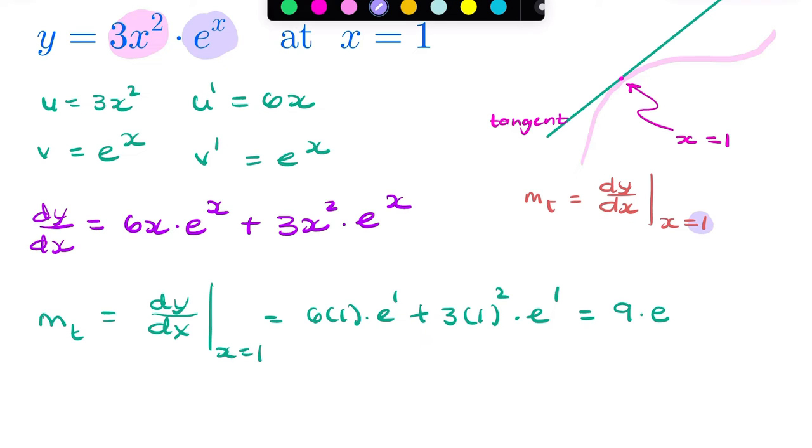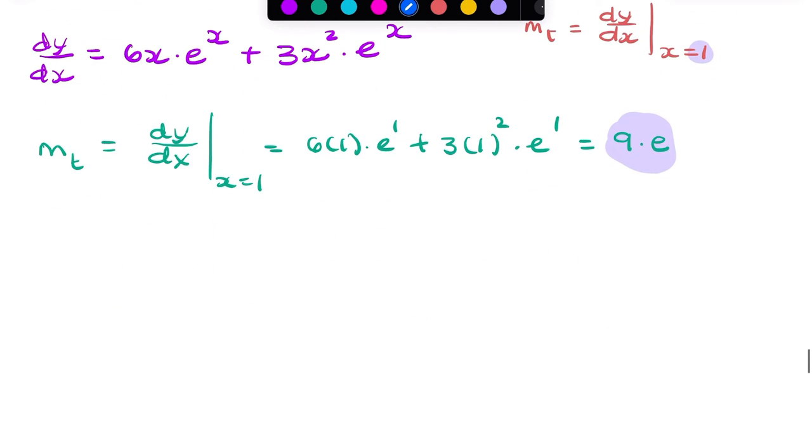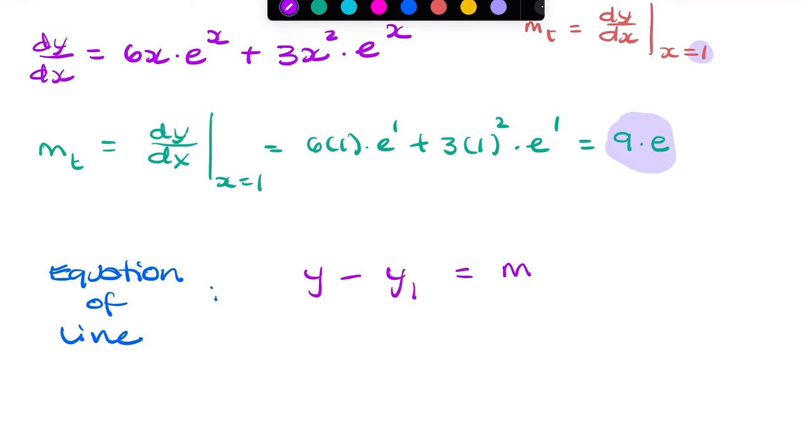Let's leave it as an exact value. You could put that into your calculator and find the decimal value, but let's leave it at that. So the equation of your tangent is an equation for a straight line. An equation of a straight line looks like this: y minus y1 equals m times x minus x1. And everything we've just done has been to find the value of m. So we know m is 9e.